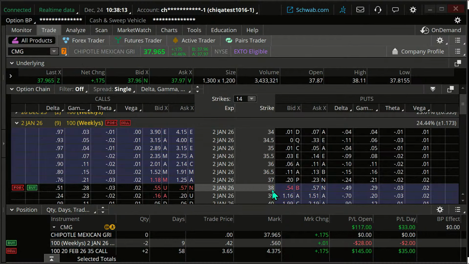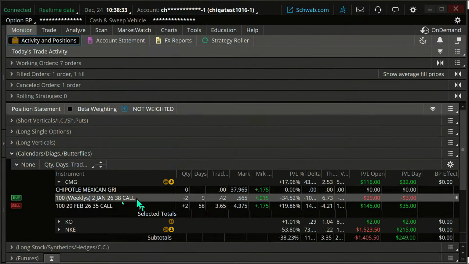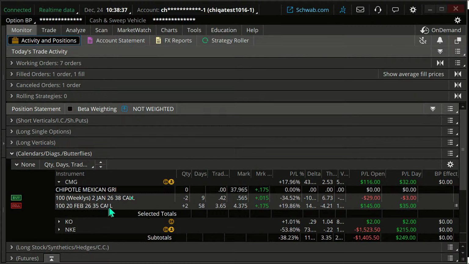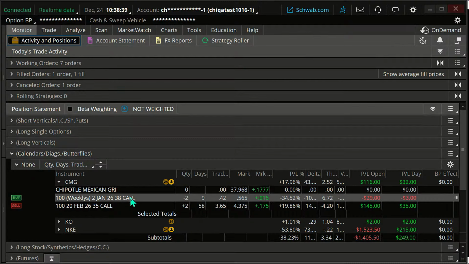Now we could roll straight to the 38 strike if we wanted to keep that same strike, but we're kind of right there on this. So I'd rather move this out of the money a little bit more because I really don't want this one to go in the money. If this goes in the money, the delta gets higher. It means we're going to be making less money if this continues to be bullish on my long call.